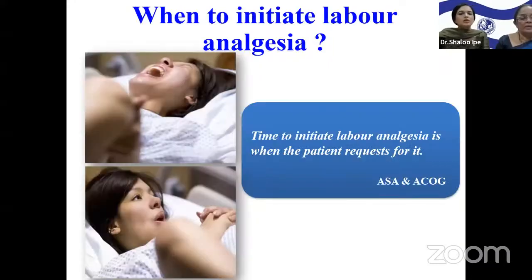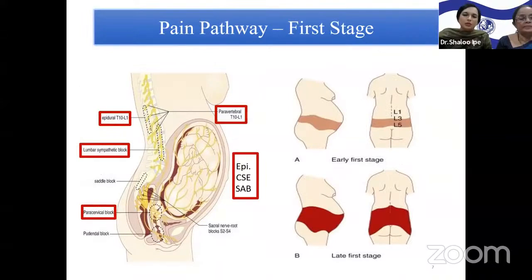In earlier days, it was thought that relieving pain arrests labor, and hence analgesia should be given only in established labor. But now the ASA and ACOG recommend that maternal request is sufficient indication for pain relief during labor, barring any medical contraindication. Analgesia is provided on patient's request, regardless of parity, fetal station, or stage of labor, whether early or at full cervical dilatation. Let's look at the pain pathways.